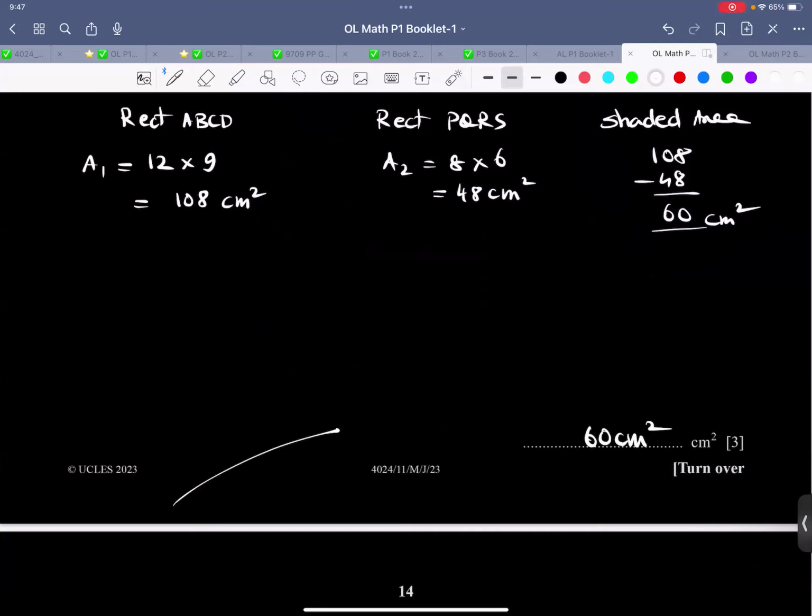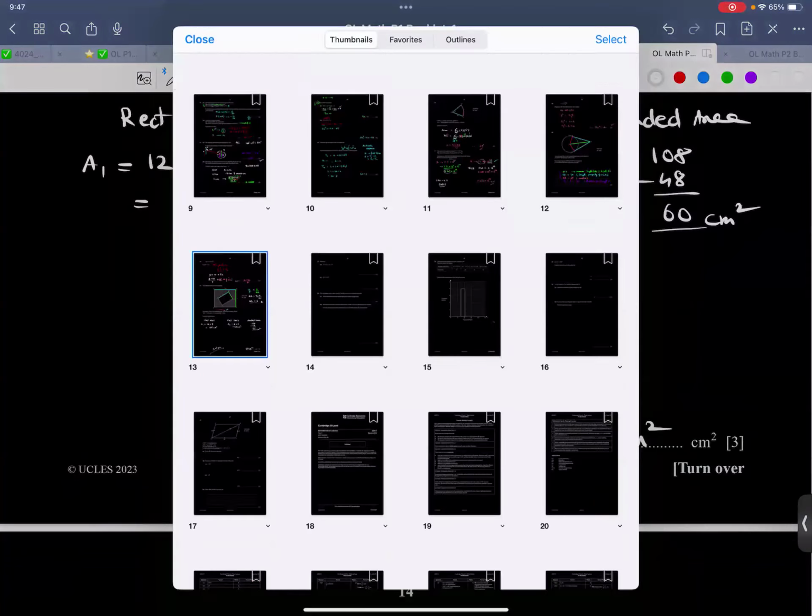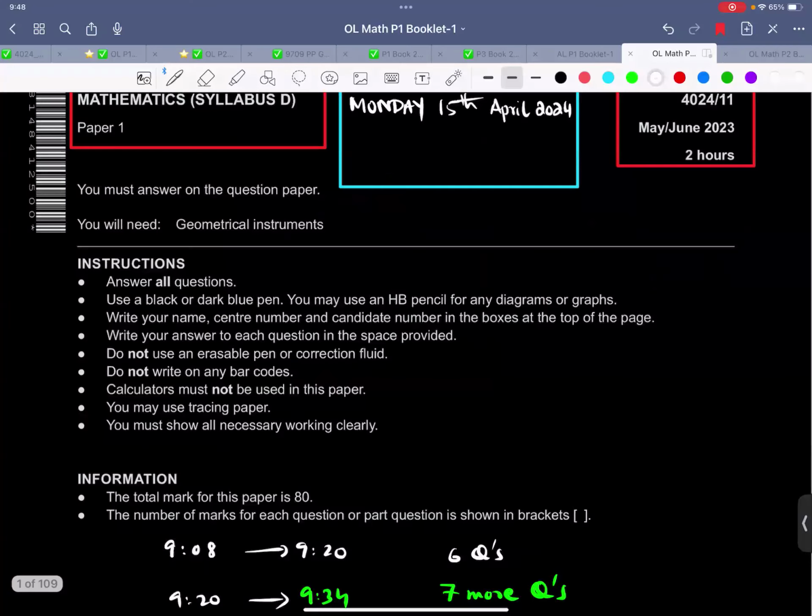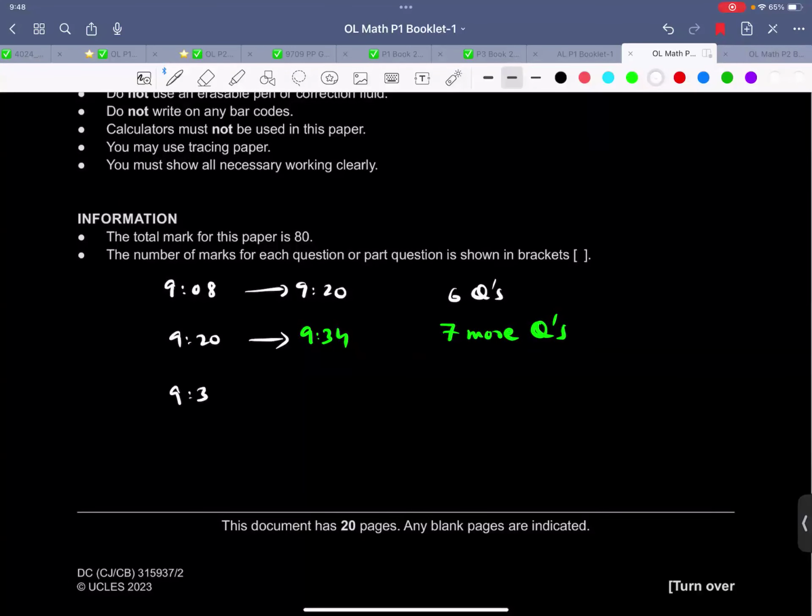Now, we did 13, so 14 till 21. That is another, how many questions? 7 questions. So now this is 9:47 a.m. No, this is p.m. So let me go back and let me write it over here. So 9:34 till 9:47. So this is 7 more questions. So this is 1 till 6, this is 7 till 13, and this is 14 till 21.